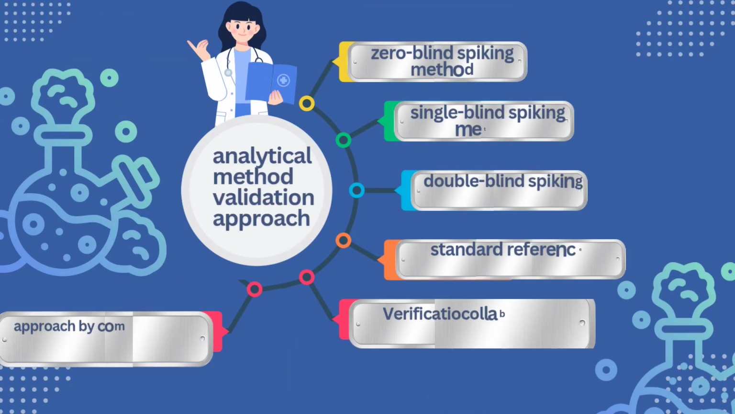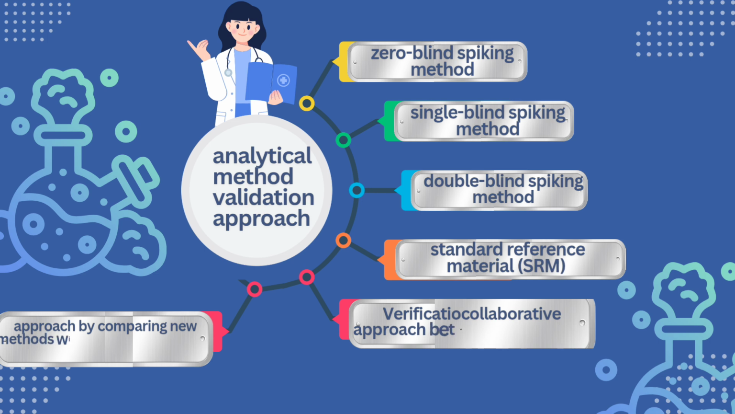Analytical method validation approaches: 1. Zero-blind spiking method. 2. Single-blind spiking method. 3. Double-blind spiking method. 4. Standard reference material, SRM. 5. Collaborative approach between laboratories. 6. Approach by comparing new methods with existing methods or standard methods.